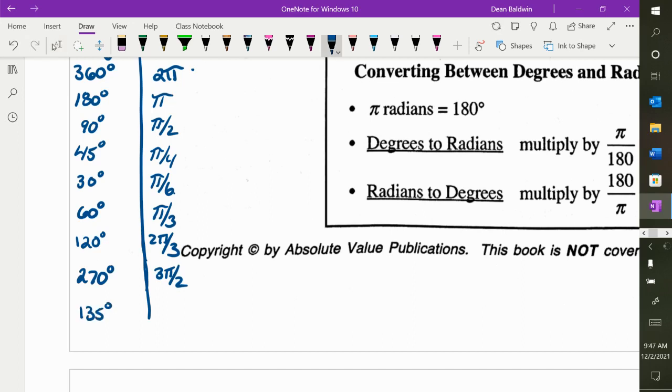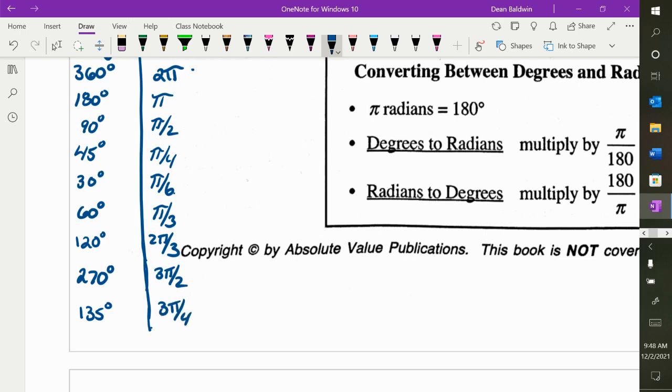We should do 15. We can do 15. What's 135? Come on, guys. Think about it. Okay, let's look at it this way. 135 ends in a 5, right? So we're talking about 45. How many 45-degree angles are in 135? 3 of them. Correct? And what's 45? Pi over 4, so it's 3 pi over 4.